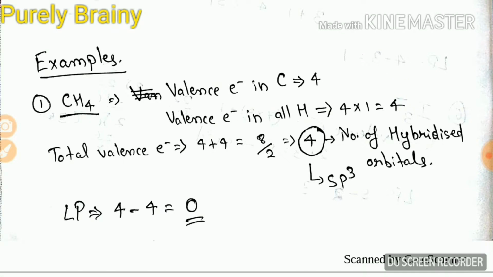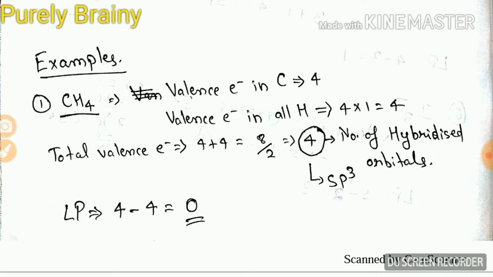Our first example is methane, CH4. The valence electrons in carbon are 4 and in each hydrogen are 1. As there are 4 hydrogens in CH4, the total number of valence electrons in methane will be 4 plus 4 times 1, that is 8. Now as 8 comes in case 1, we divide 8 by 2, so we get 4. Now 4 is the number of hybridized orbitals. So the hybridization of methane, CH4, will be sp3.